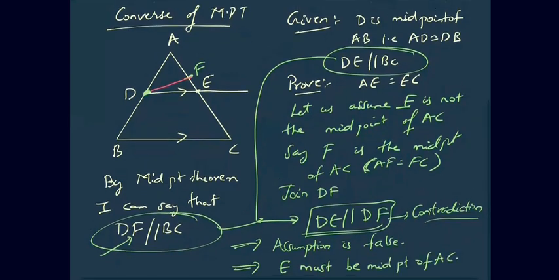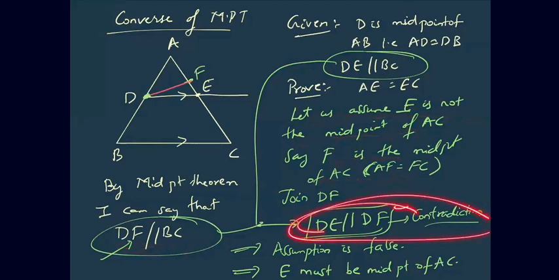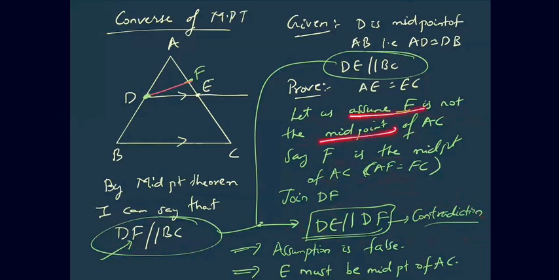So this is called the method of contradiction. This is very much useful while proving some of the problems. So what do we do in this method? We assume that the given thing is false, then we follow some logical arguments and arrive at some contradiction. Since we have arrived at the contradiction, we say that our assumption is false, and hence the contrary to our assumption should be true. The assumption that E is not the midpoint is false, so the contrary, that E must be the midpoint of AC, should be true. I think this is clear to you.